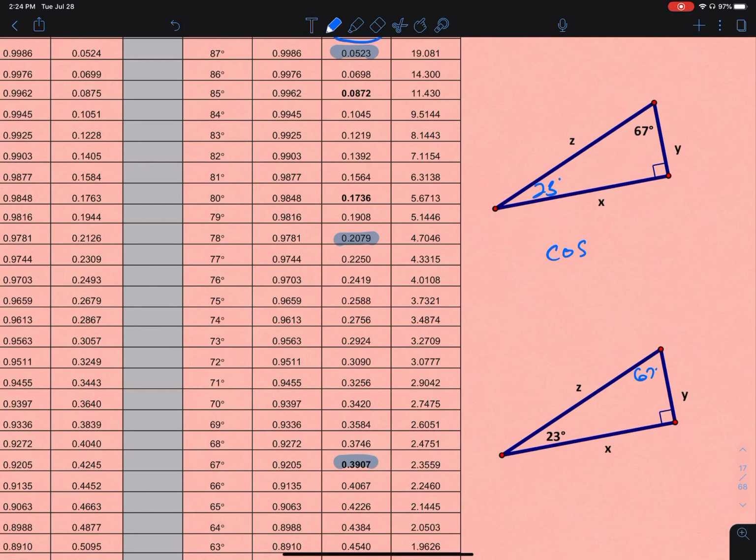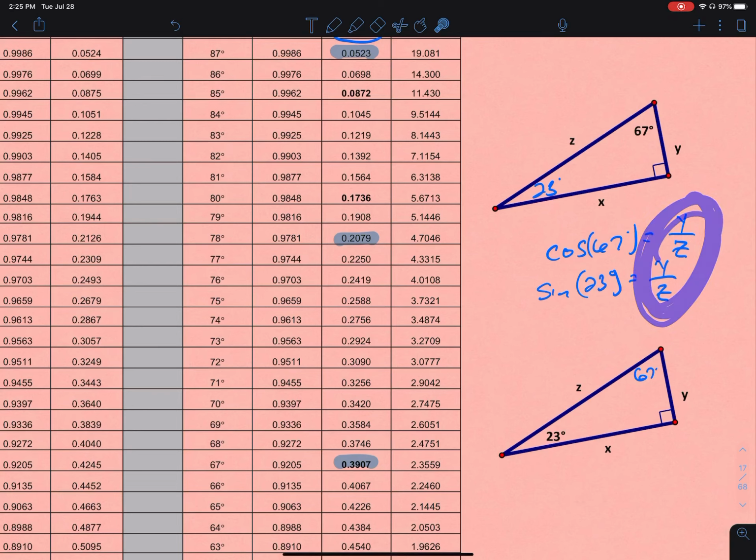You would say cosine of 67 degrees is equivalent to y over z. If I also said to you, what's sine of 23 degrees? Sine is the opposite leg over the hypotenuse. That's also y over z. Sine and cosine are the same thing because for cosine it's the adjacent leg, and for sine it's the opposite leg. Notice how 67 and 23 are complementary.